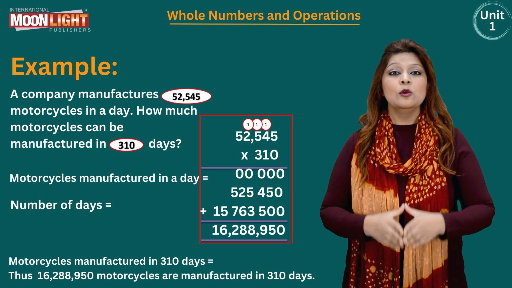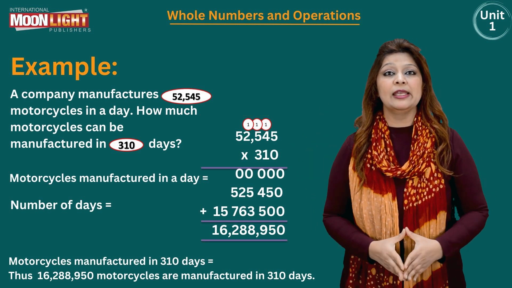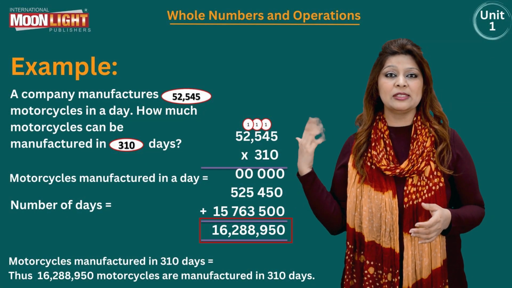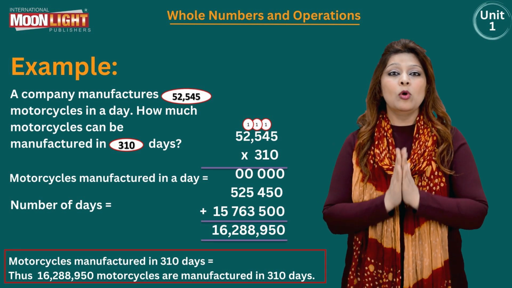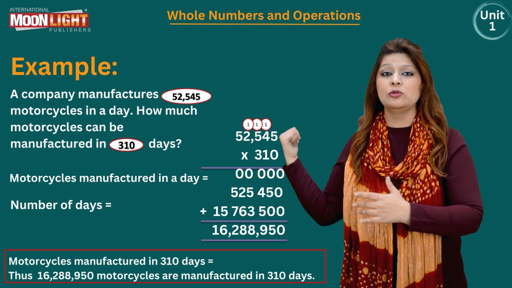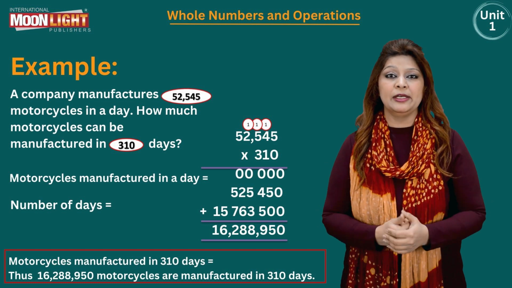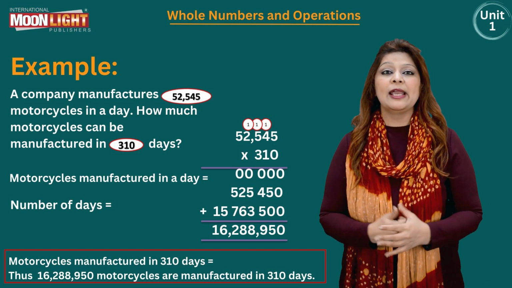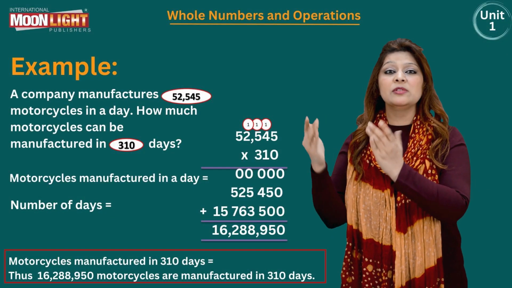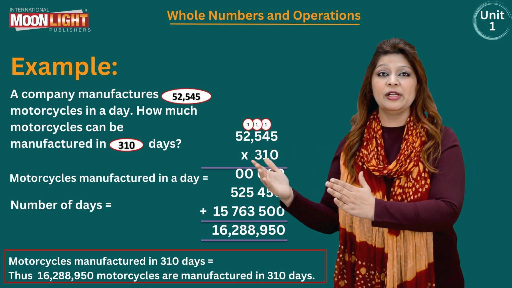So I will write this question over here like this. Now the final thing is I need to write commas over here. You can see these are the commas done. So I will say it: motorcycles manufactured in 310 days is equal to 16,288,950. So I will write the ending statement, which will be: thus 16,288,950 motorcycles are manufactured in 310 days.